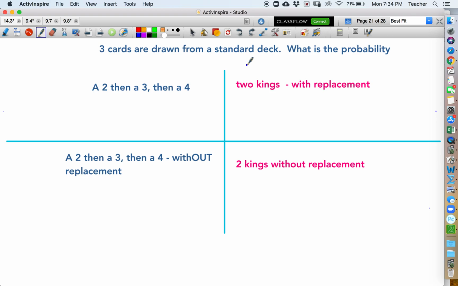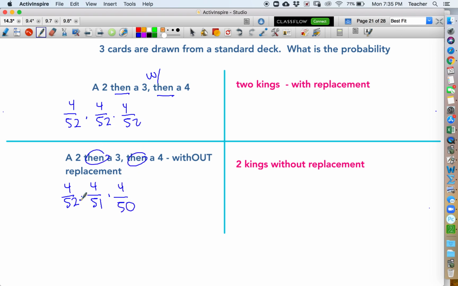3 cards are drawn, probability of a 2, then 3, then 4. And this is with replacement. So there are 4 2s out of 52. There are 4 3s out of 52. There are 4 4s out of 52 because you replace it. You get a 2, 4 out of 52. A 3, 4 out of 51 because you did not replace the card that you picked. And then 4 4s out of 50. Then means order matters. Order matters means you multiply.